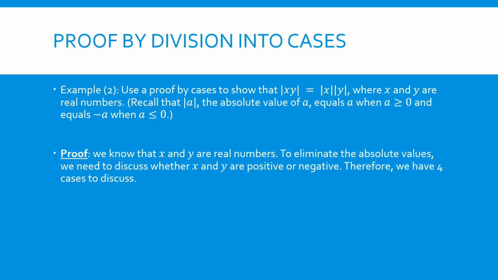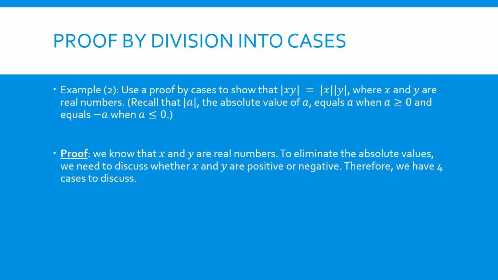Let's look at this example. Prove that the absolute value of x times y equals the absolute value of x times the absolute value of y, where x and y are real numbers. The key to proving the proposition is to eliminate the absolute values, which complicate the discussion. To eliminate the absolute values, we need to know whether x, y, and their product are negative or non-negative.